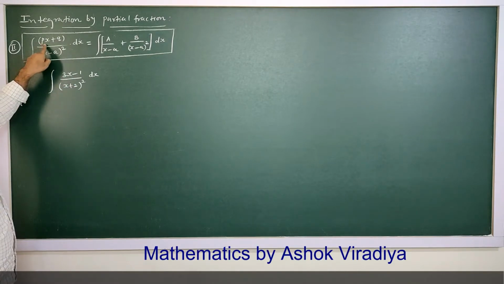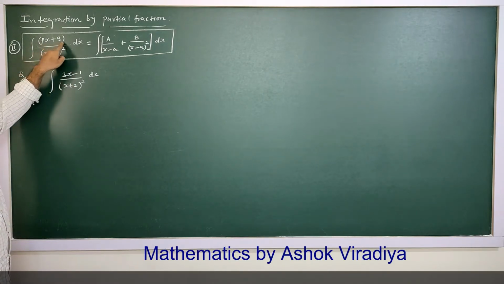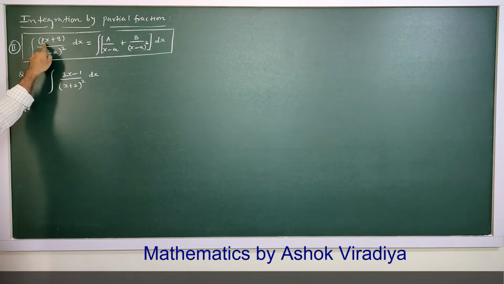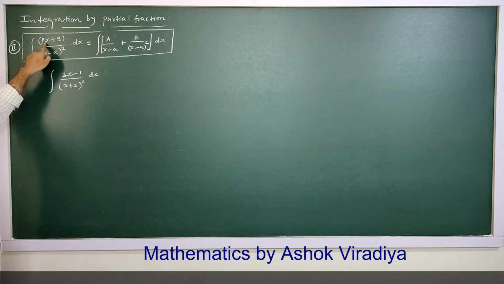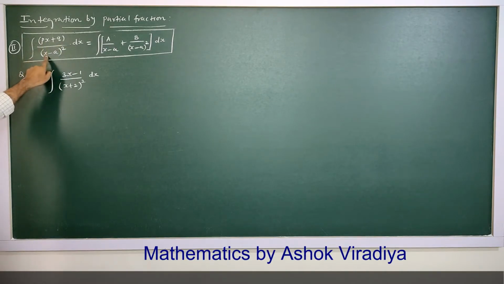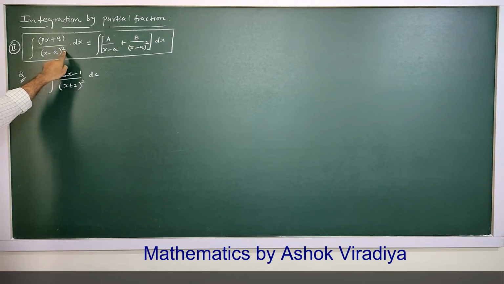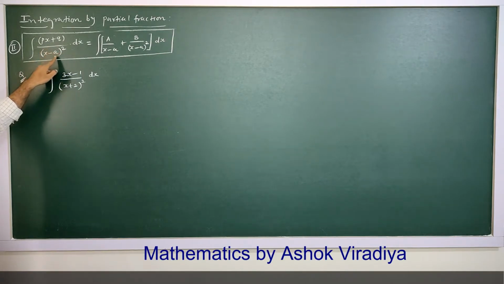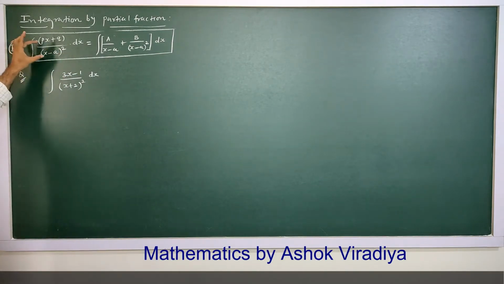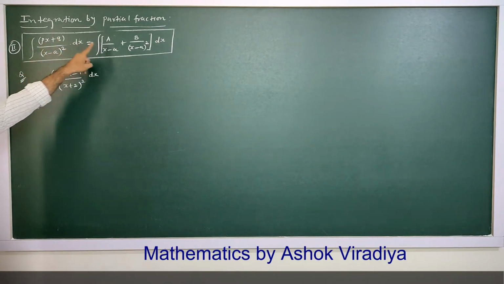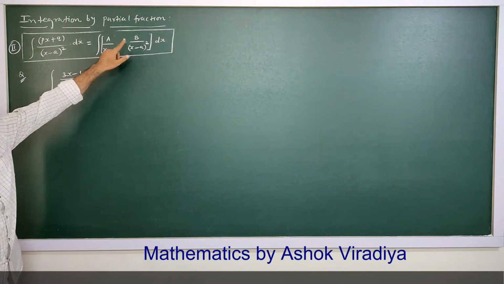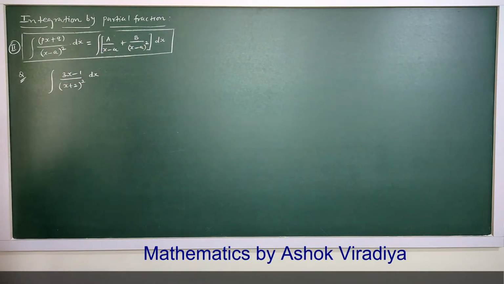If you find a linear polynomial in the numerator and a linear polynomial in the denominator that is repeating, that is, squared, a repeating linear factor, then this can be converted into this form: a upon x minus a plus b upon x minus a whole square.